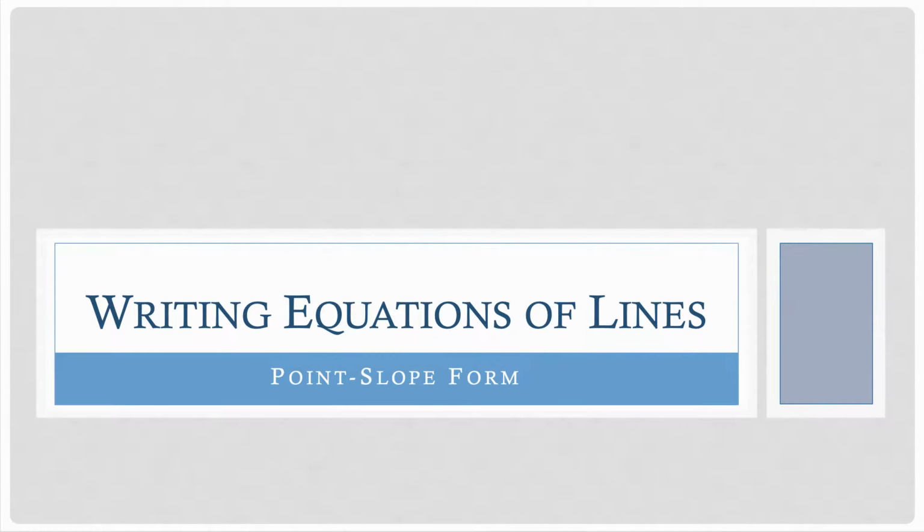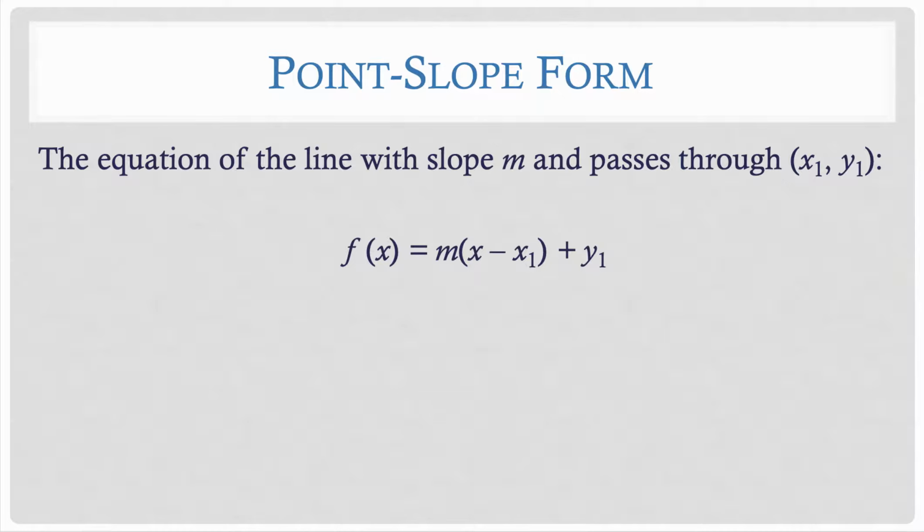In this lesson, we're going to talk about writing equations of lines in point-slope form. Point-slope form of a line is f of x is equal to m, which is the slope, times x minus x1. x1 is just the x value of the point that we're given, plus y1, where y1 is the y value of the point that we are given.